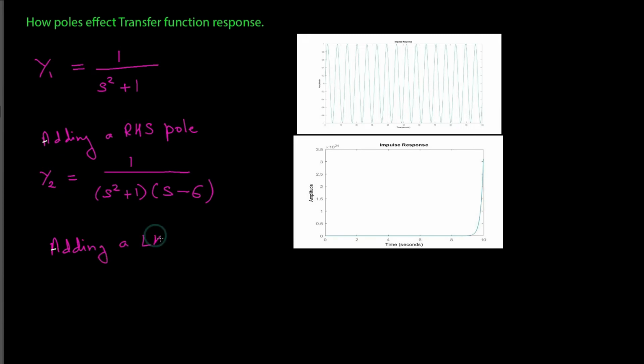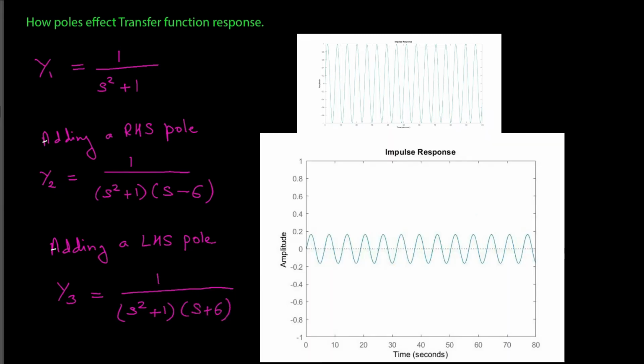Now we will add a left hand side pole to this transfer function, that is s plus 6. When we plot the response for this transfer function, we can see that the response is still a sinusoidal function, but the amplitude has reduced from 1 to 0.2. And there is also a minor decrease in the frequency of oscillation, which is not noticeable from the plot. So we can see that adding a left hand side pole to a transfer function reduces instability and thus increases the stability. Therefore, it makes the system more stable.